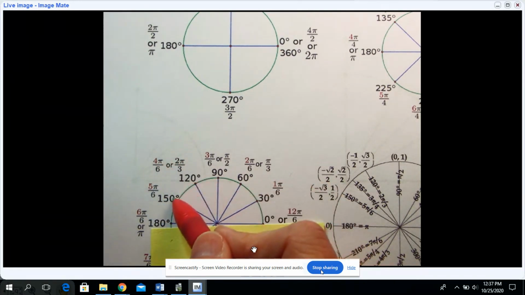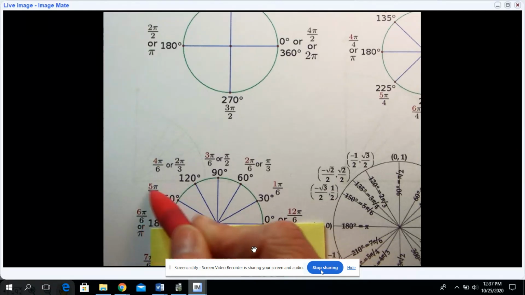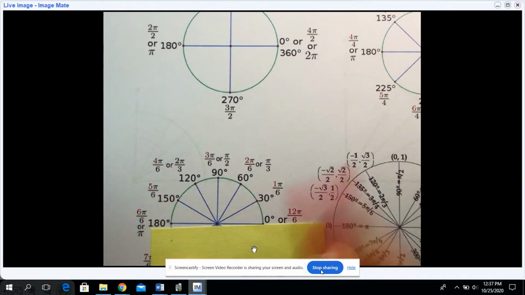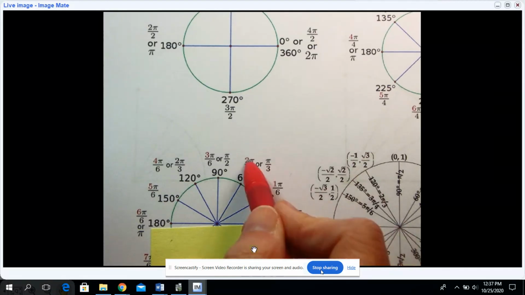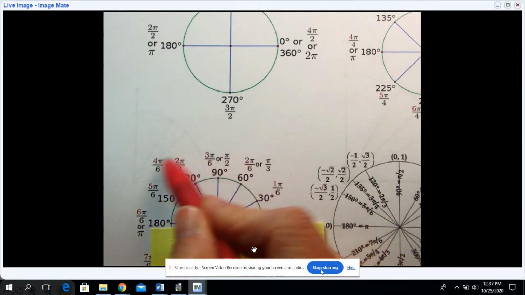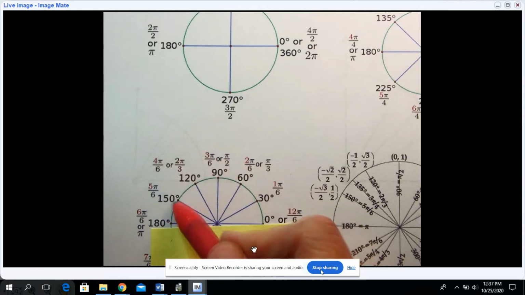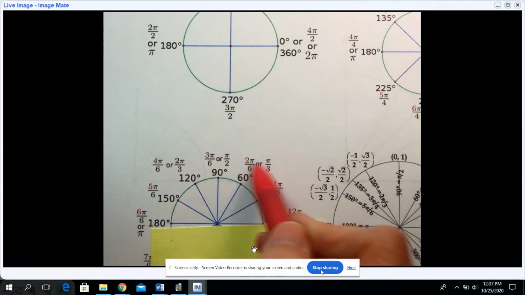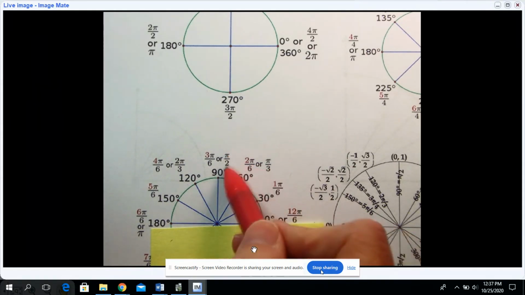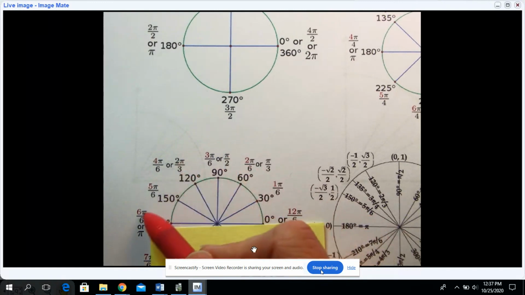Plus 30 degrees more at 150 is 5 pi over 6. And then 30 degrees more at 180 is 6 pi over 6. So what is it? 1 pi over 6, 2 pi over 6, 3 pi over 6, 4 pi over 6, 5 pi over 6, 6 pi over 6. And then again, always reduce your fractions. This one reduces to 1 pi over 3, 1 pi over 2, 2 pi over 3, and then 6 pi over 6 reduces just to pi.